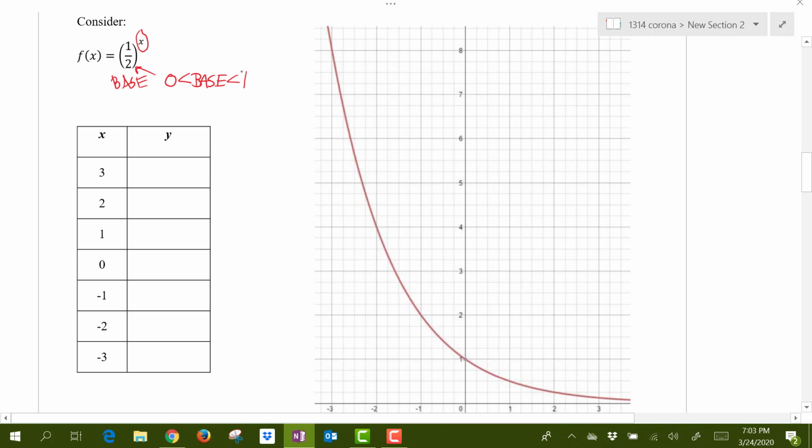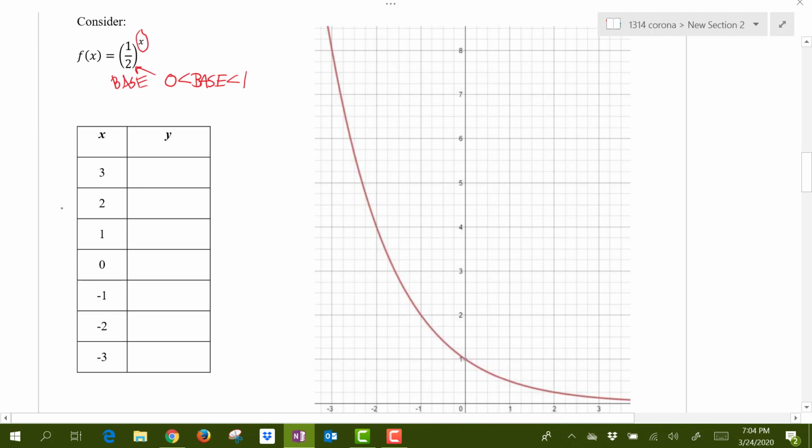You notice that we still have a similar shape, but it actually decreases. It's taller on the left, and as you move from left to right, the graph looks like it gets lower and lower. That's what's going to happen to the graph if your base is in between 0 and 1. So let's just see what happens here.